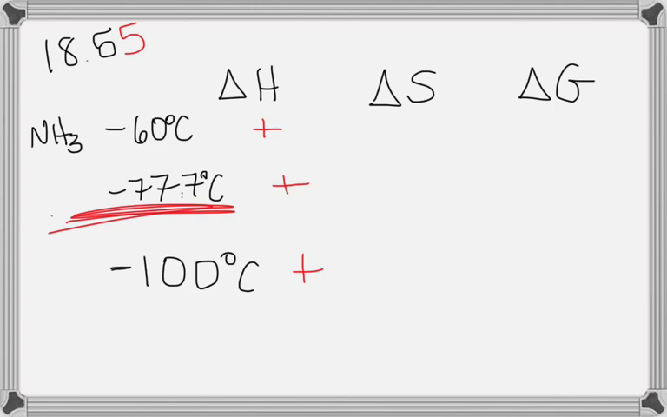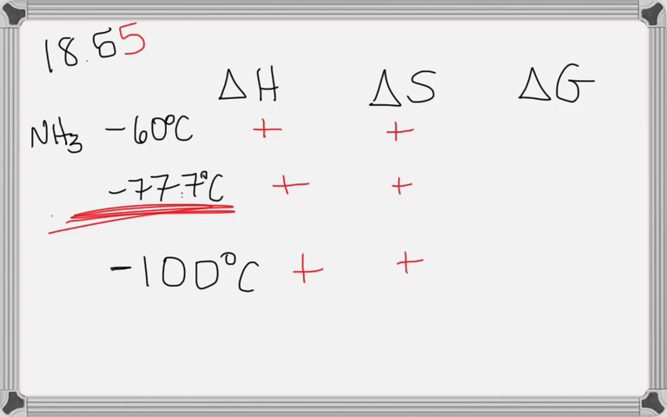Okay, now melting also helps us with the delta S, because when something is melting, it is going from a solid to a liquid. That means it's getting more disordered. If it's getting more disordered, that means the entropy is increasing.